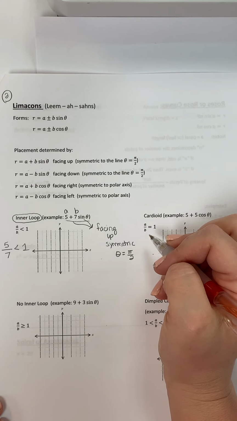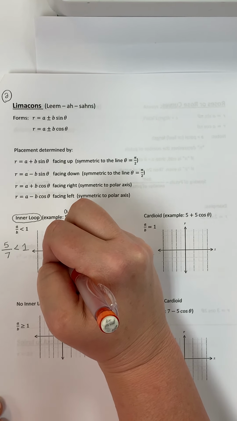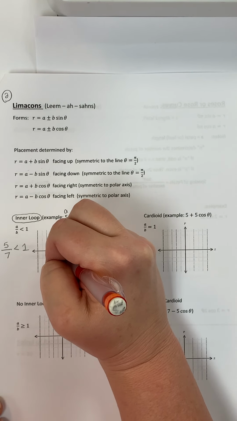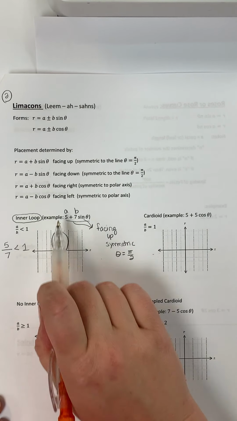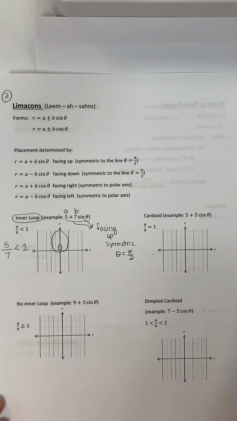Okay, so what is that going to look like? That's going to look like a little inner loop that comes around a bigger loop, like that. That would be an example of an inner loop limacon. It's facing up, it's symmetric about this pi over 2, and there you go.